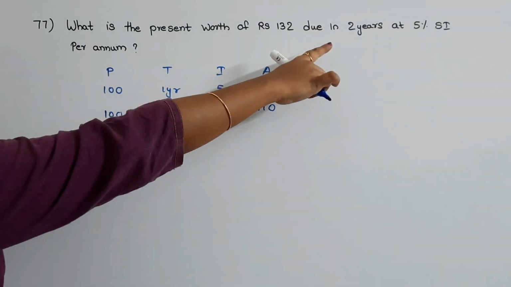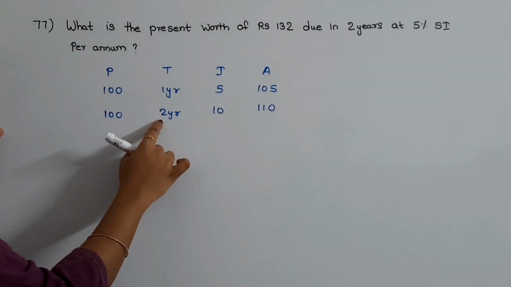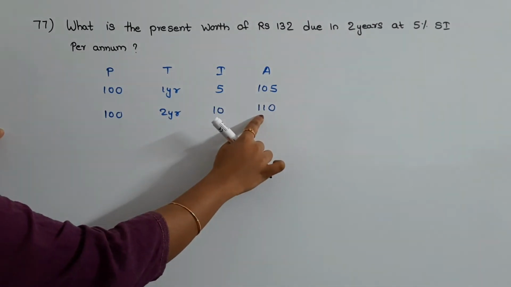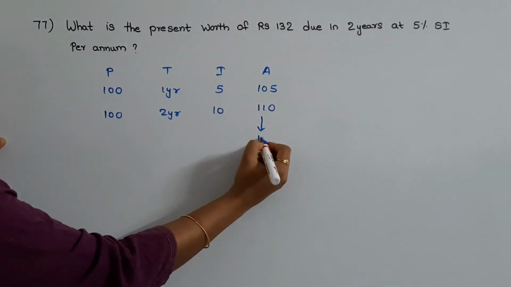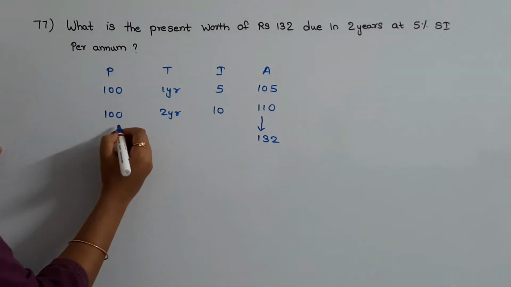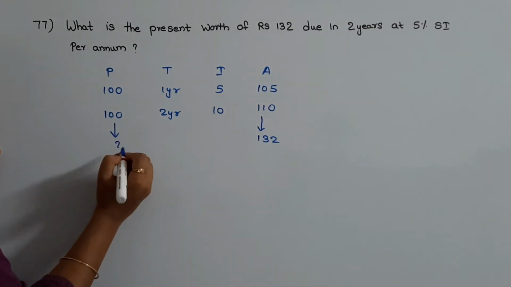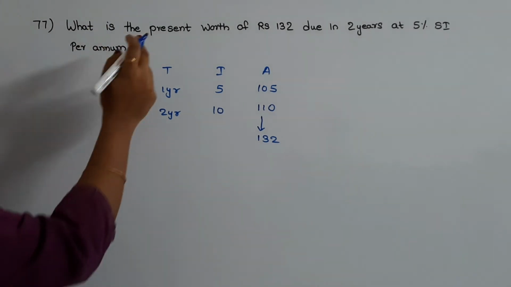So when the time period is 2 years, amount is given as rupees 132. So here when the time period is 2 years, amount we have is 110. So this 110 can be represented as 132. So if 110 can be written as 132, how can we write this 100? On finding this value, you will get the value of the principal or the present worth.